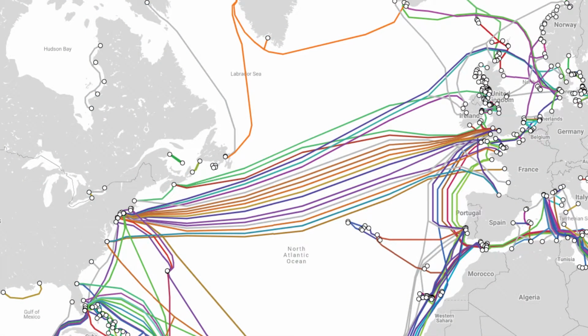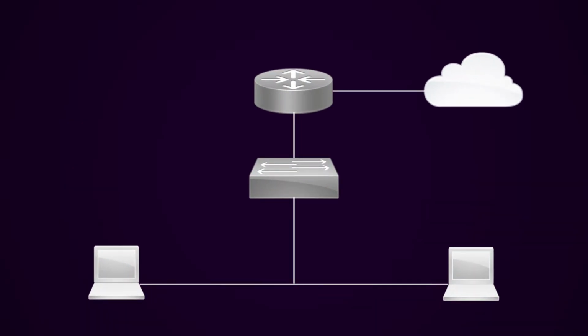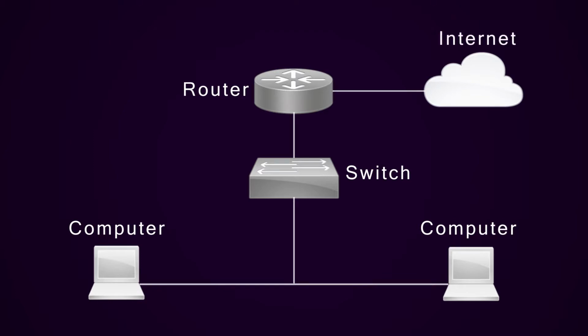We've come across two key terms already, a switch and a router. Let's look at a simple home computer network to explore what these are. A computer network is simply a group of connected computers. This home network has two computers, a switch, and a router that's connected out to the internet.